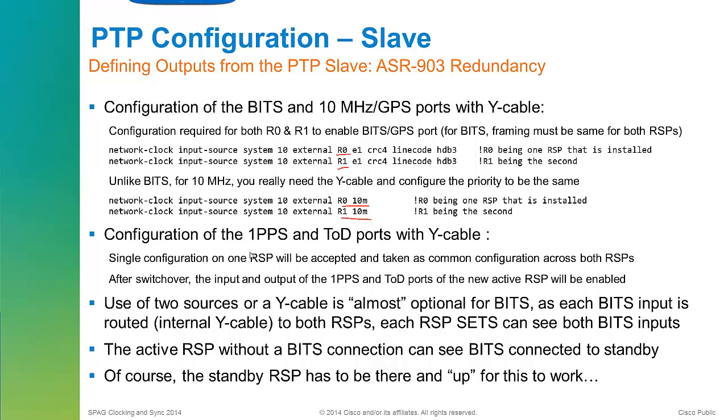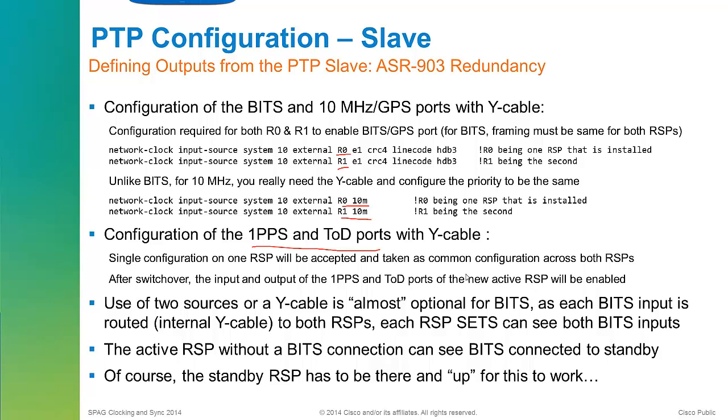If you do 1 pulse per second and 1 time of day, it just assumes that you're doing it on both of them. So when the other one comes up, it will actually start putting out the signal on the active or receiving it on the active. So if you're a master, it receives. If you're a slave, it sends.